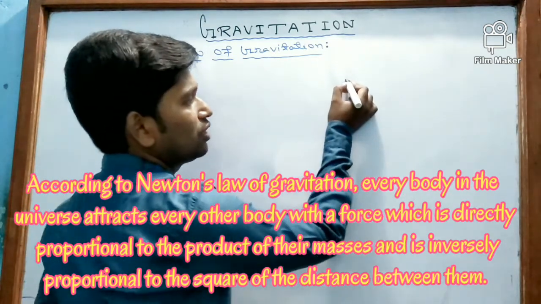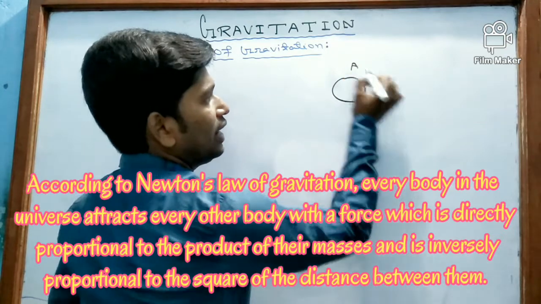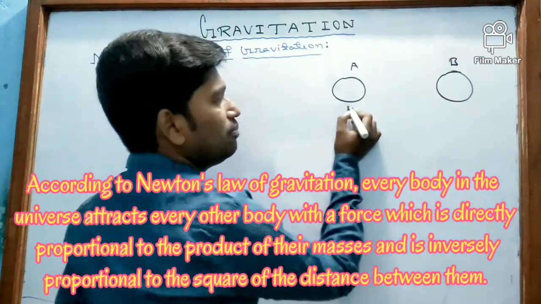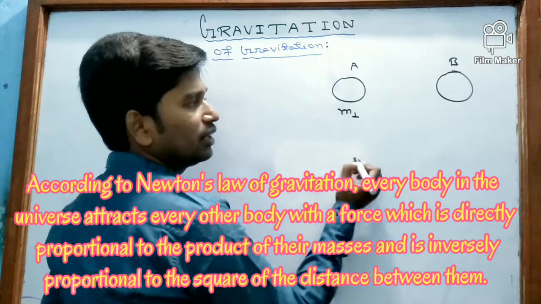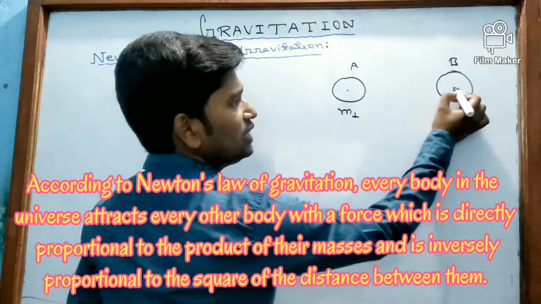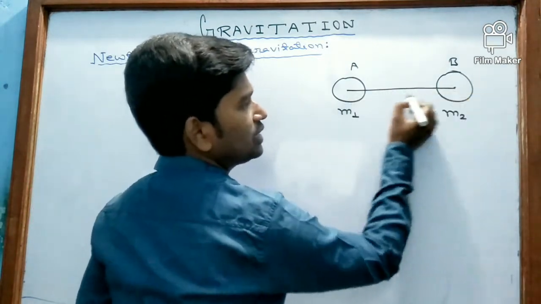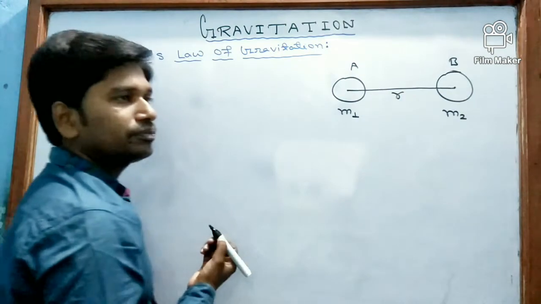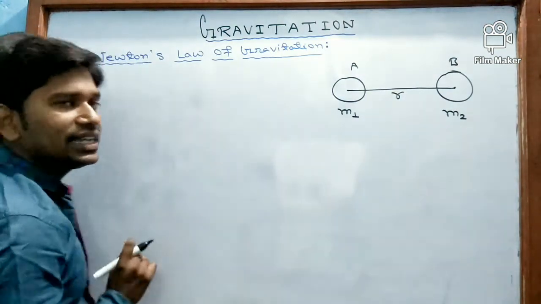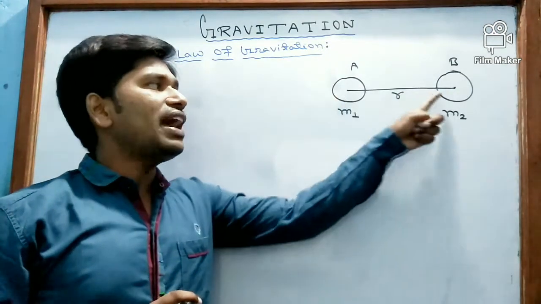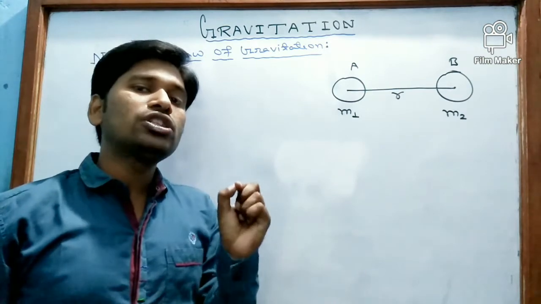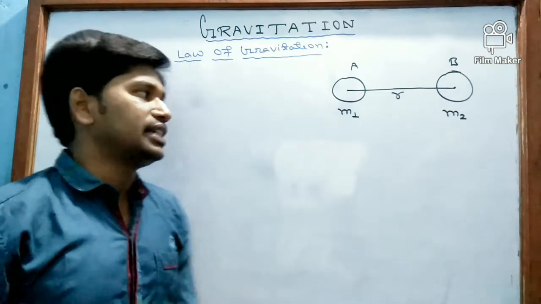Let two bodies A and B. Suppose the mass of body A is m1 and the mass of body B is m2. Let the two bodies be separated by a distance r. Then according to Newton's law of gravitation, the force of attraction between these two bodies is directly proportional to the product of their masses.